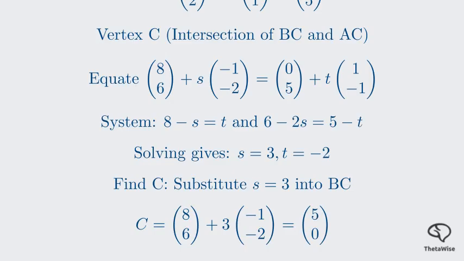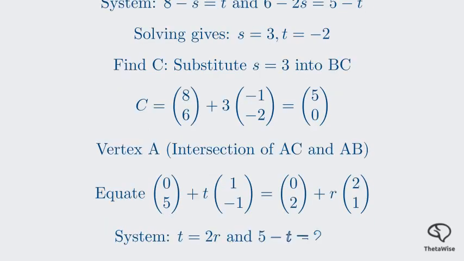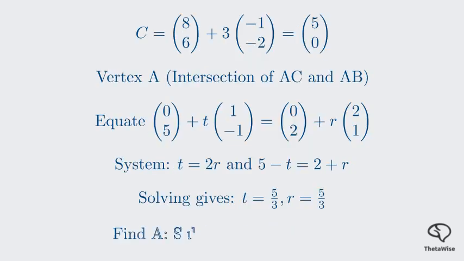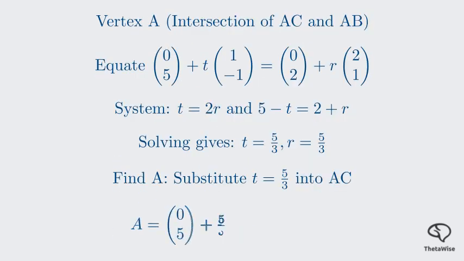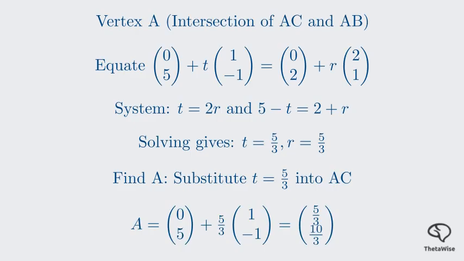Finally, let's find vertex A, the intersection of AC and AB. Equating the equations for AC and AB gives us a system for parameters t and r. Solving this system gives t equals 5/3 and r equals 5/3. Substitute t = 5/3 into the equation for line AC. Point A is (0, 5) plus 5/3 times (1, 1), which is (5/3, 10/3). We have now found the coordinates of all 3 vertices, A, B, and C. We could now calculate the lengths of the sides to confirm that the triangle is indeed isosceles by finding 2 equal side lengths.